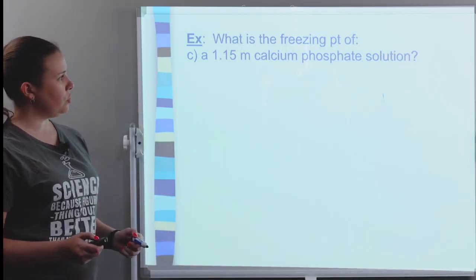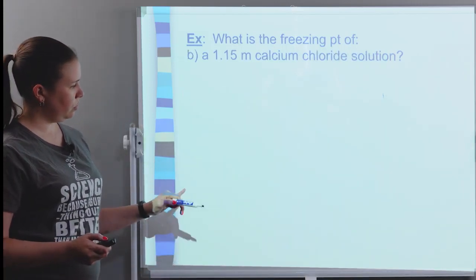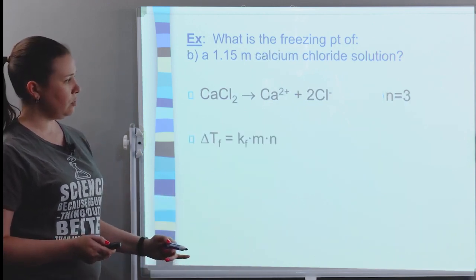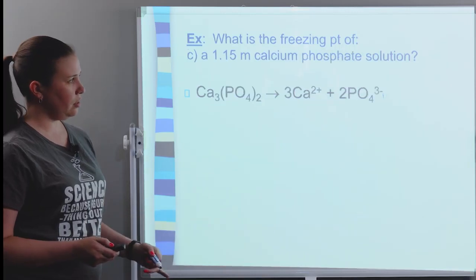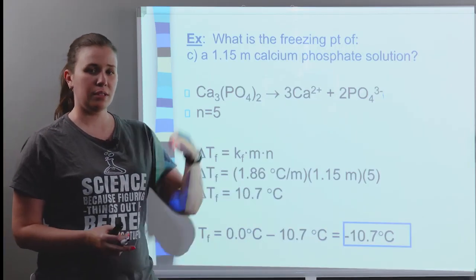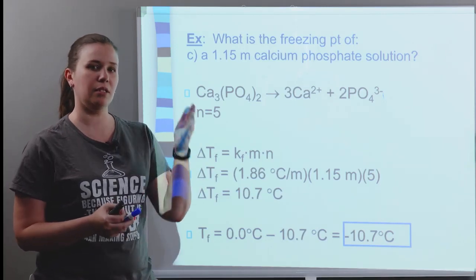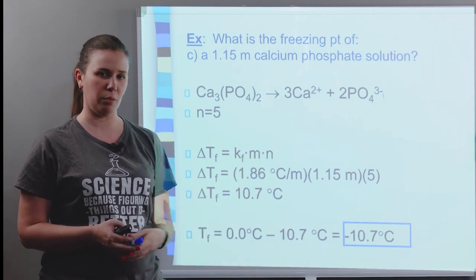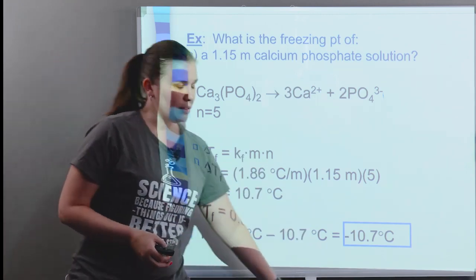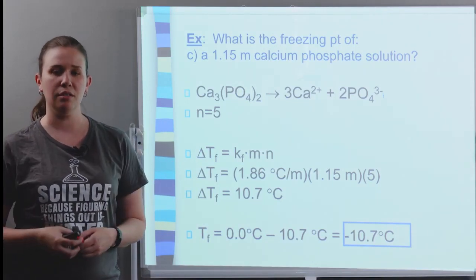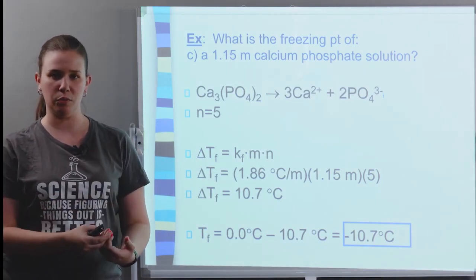So when N was 2, the change was about 4. When N is 3, change is about 6. And when N is 5, the change is about 10. So you can see this proportional change because the number of particles is literally the multiplier on the effect for the colligative properties. All right, that's going to wrap up this new part about what to do with the electrolytes using the number of particles as a multiplier.